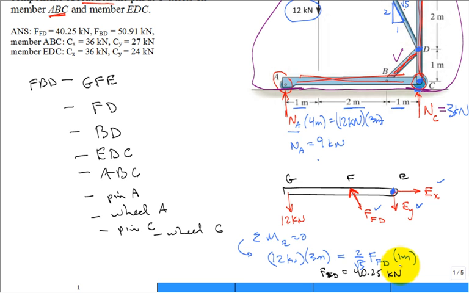Now, I suspect I may need E sub x and E sub y later. Why not solve for them? They're not asked for, but I suspect I'm probably going to need them later. If we solve for E sub x, we do the sum of the forces in x for that member, which must equal 0. What we're left with is 1 over the square root of 5 times the force FD, which we just calculated, equal to E sub x. And then we solve for E sub x.